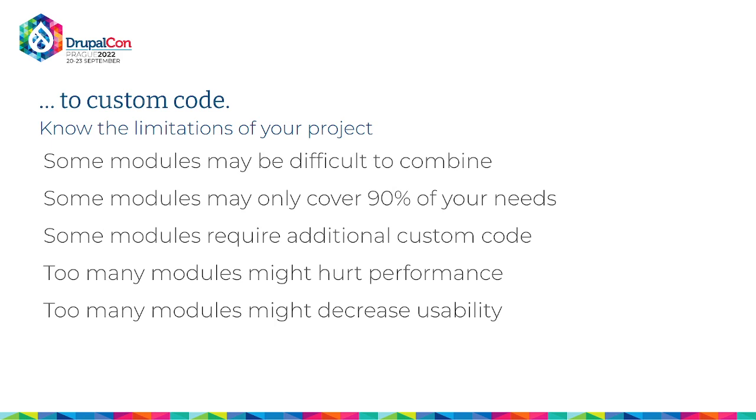So we also have to understand our own limitations in our own projects. We might want to combine some modules, but they might not work together. We might get to 90% of our needs, but no further. Some modules by design require you to write additional custom code, such as plugin implementations and the sort. And if you use too many modules, you might hurt performance, and you might have a negative impact on usability as well.